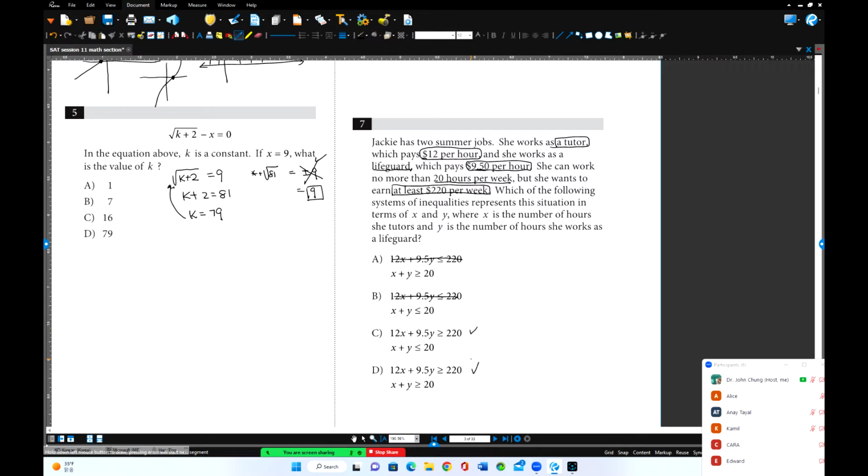Also, x and y: x may be the number of tutor hours over here, and y is the number of lifeguard hours. So x plus y must be what? Less than or equal to 20, right? Not greater than 20. So you can check this one. C is the answer. This is a very popular SAT question. Every time they give this one. Don't forget this one.